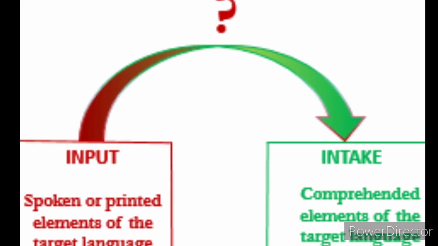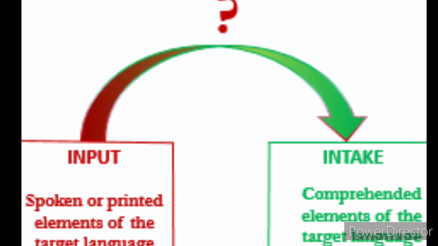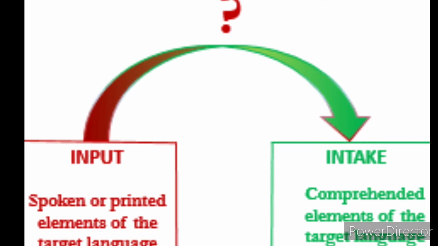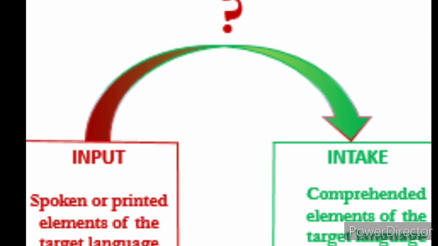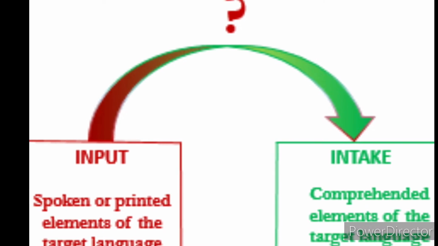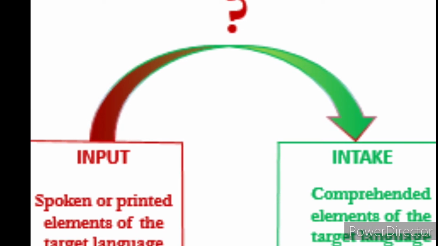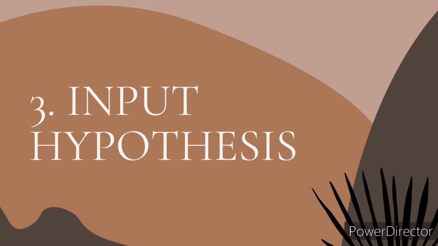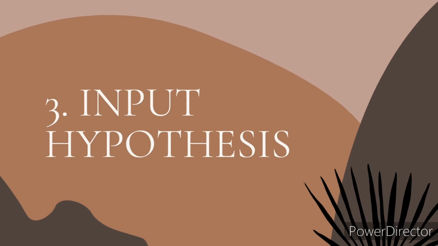The 3 specific conditions are sufficient time, focus on the form, and knowledge of the rules. So the role of the monitor is to correct deviations from normal speech and to give speech a more polished appearance. Next is the third hypothesis, which is the input hypothesis.